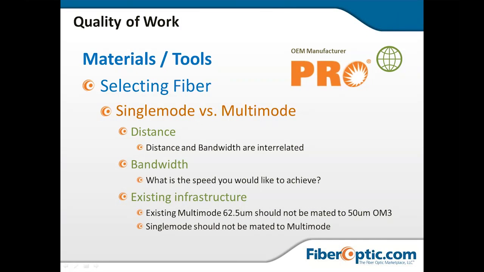Obviously, if your existing infrastructure is 62.5 micron multimode, you're not going to be able to mate a 50 micron OM3 up to that fiber. So you may have to look at either pulling that out, pulling the whole length back in at 50 microns, or maybe swapping over to single mode completely, so that you have a much longer ramp up before running into any kind of modal dispersion or speed issue. So we always recommend, if you can, go with single mode.